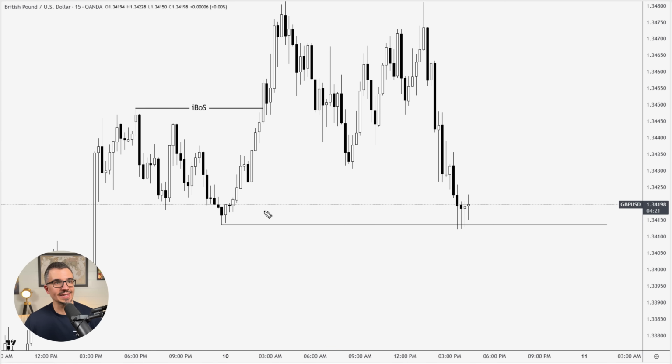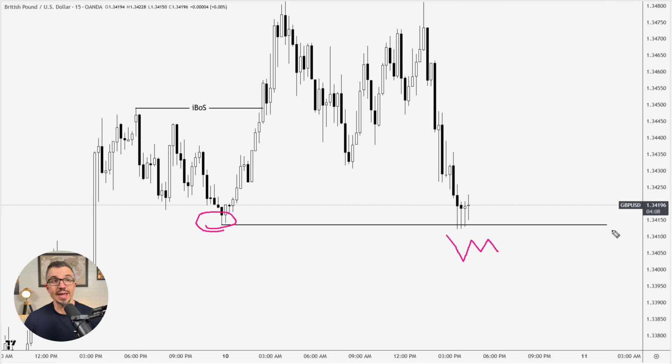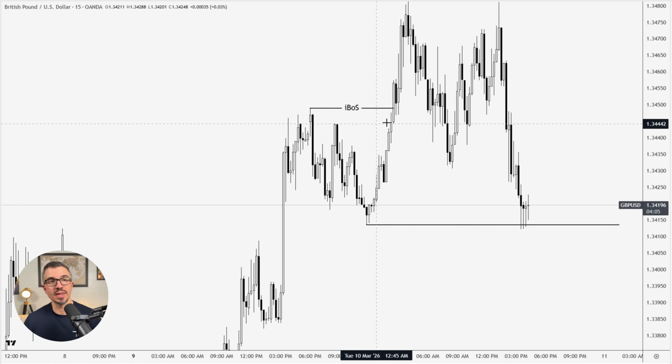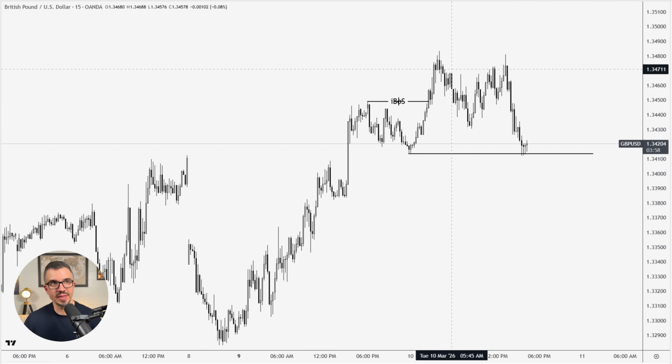Now, if we get acceptance below here on the 15-minute time frame, then this right here flips to a change of character. And that right there signals that sellers now within this trend are starting to take over. Okay, now again, it doesn't mean that it will happen. It doesn't mean that we will get continuation. There are never any guarantees in trading. But right now, this is the setup that I'm watching.